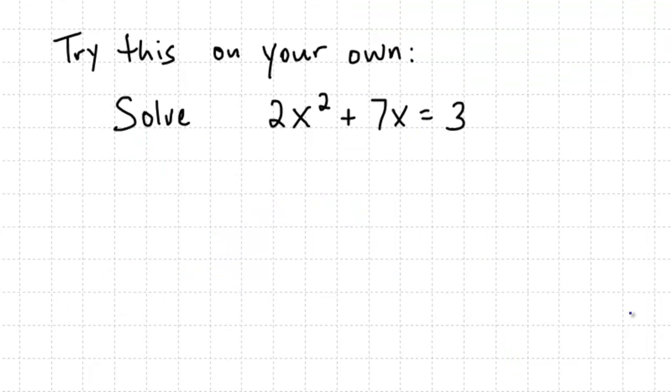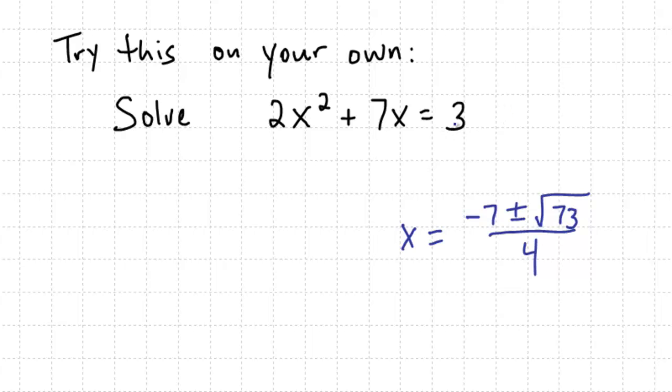Okay, I'm going to leave you with an equation to try to solve on your own. So copy this equation down in your notes and see if you can solve it using the quadratic formula. Now, just so that you can check your answer, I'll tell you what the solution is. After plugging everything into the quadratic formula, you should get x equals negative 7 plus or minus the square root of 73 over 4. So take this equation, remember to put it in standard form.